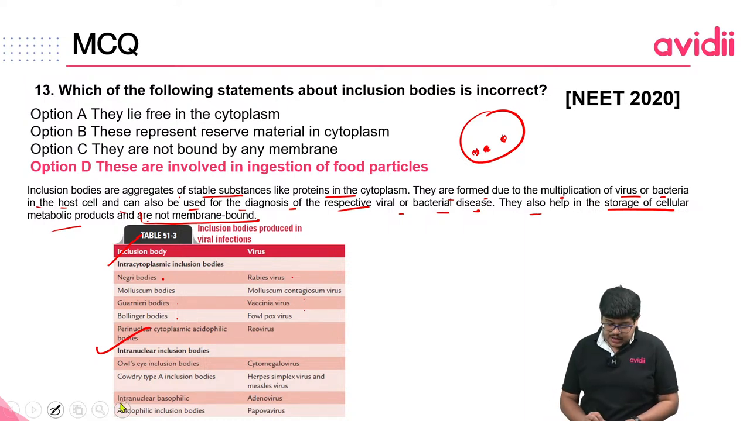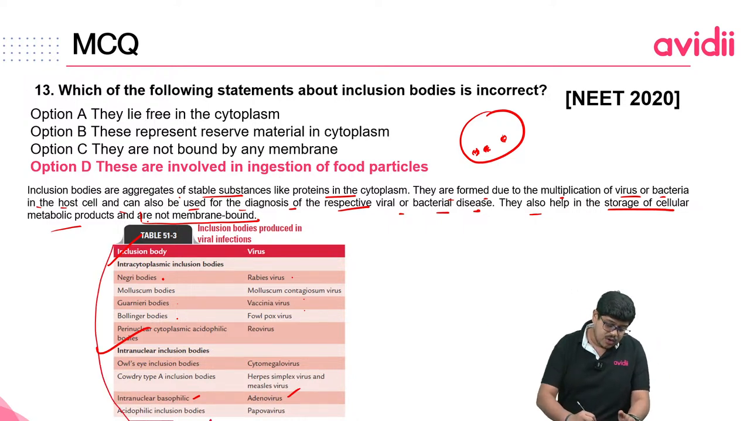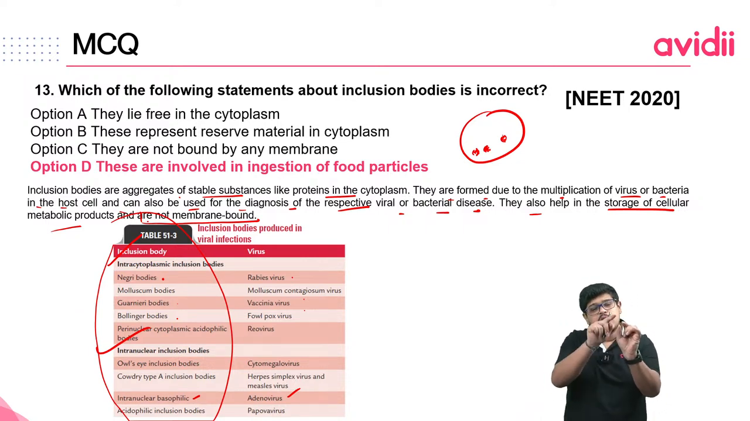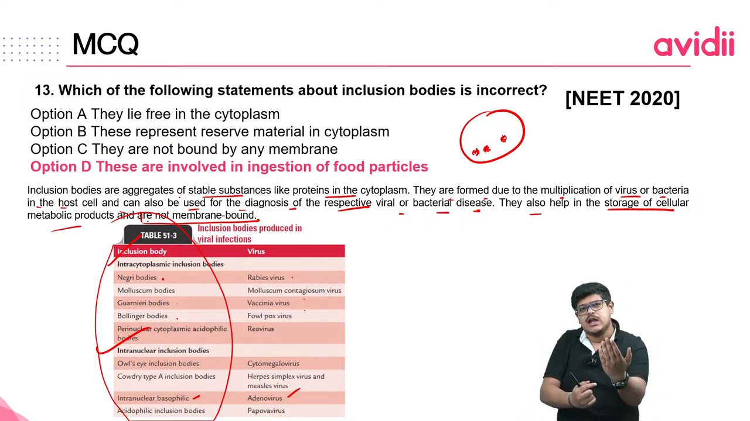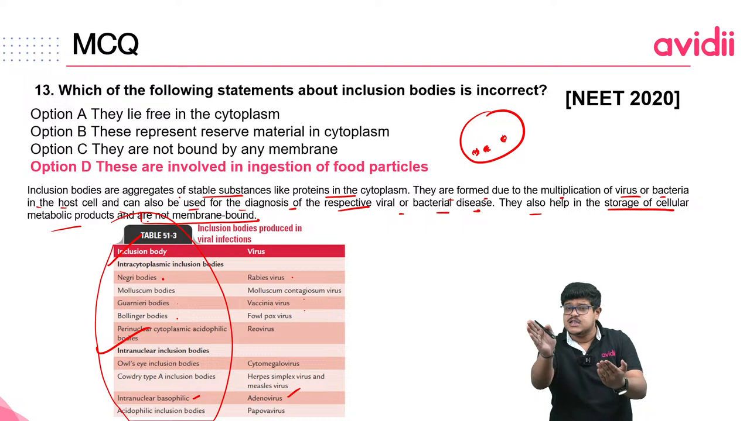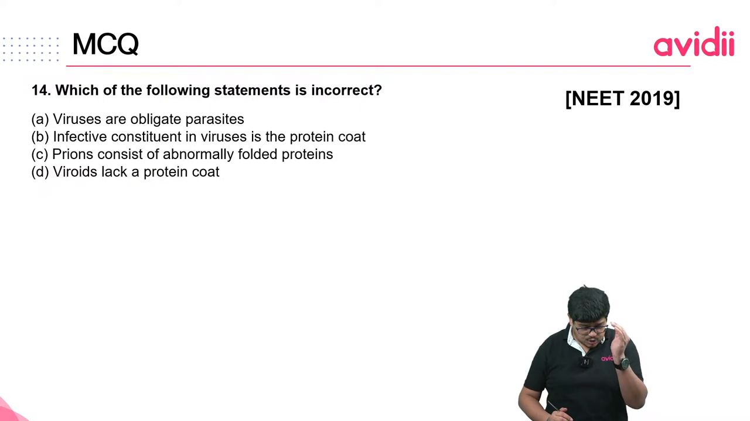For example, we have intranuclear basophilic inclusion bodies formed by a virus, the adenovirus. Whenever an inclusion body is found within a cell, the doctors, after seeing the diagnostic result, can easily refer that if this inclusion body is found within the cell, then this disease is the most probable disease that has happened. They will obviously go for other confirmatory tests also.